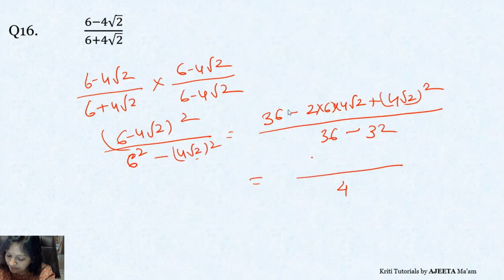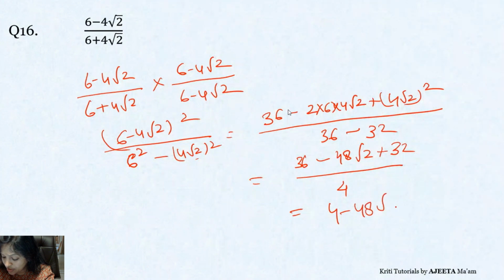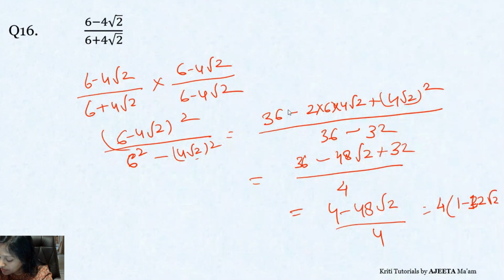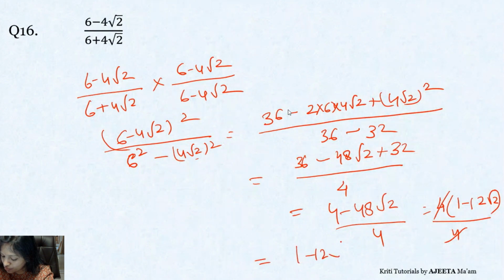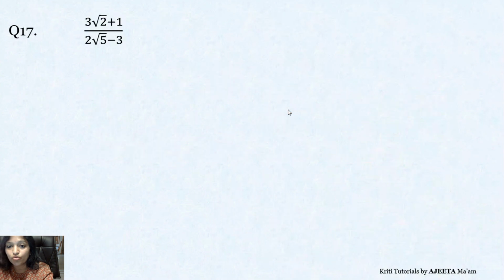Now 36 minus 48 root 2 plus again you get 32 here. So you get 4 minus 48 root 2. Now this is important. See, we can take 4 common. We cannot cut 4 like this. We can take 4 common and then 12 here. Let's make it more clear. Right. And 4 cancels out. So 1 minus 12 root 2 is the answer. Correct? This is how we solve it.